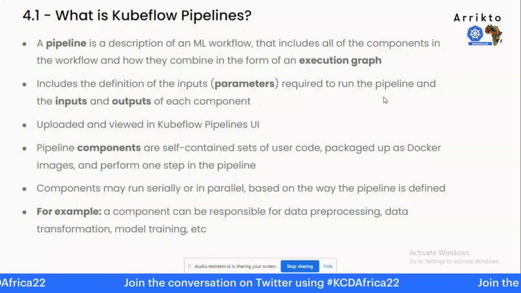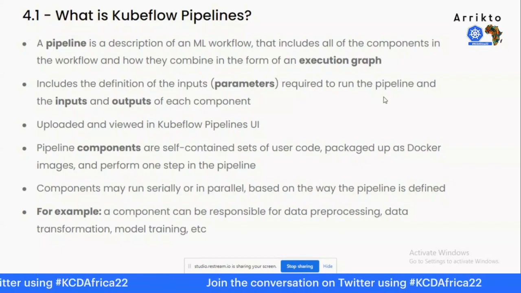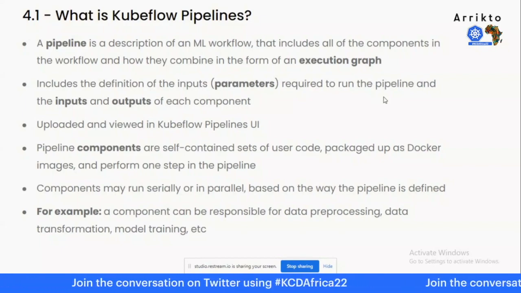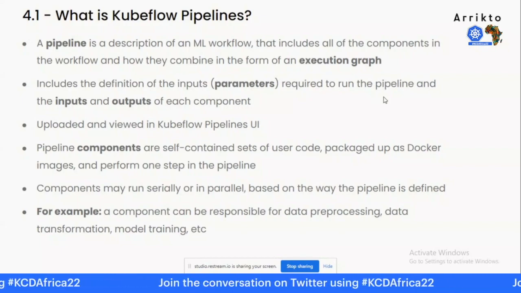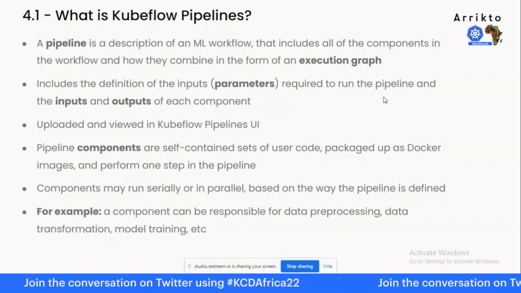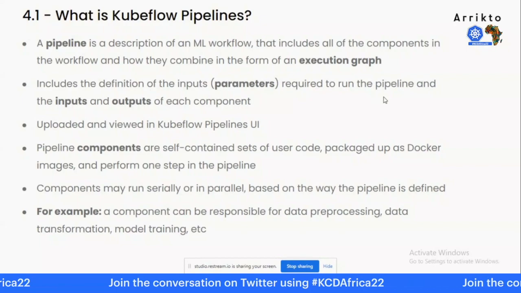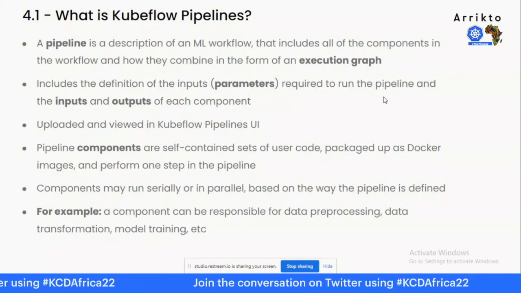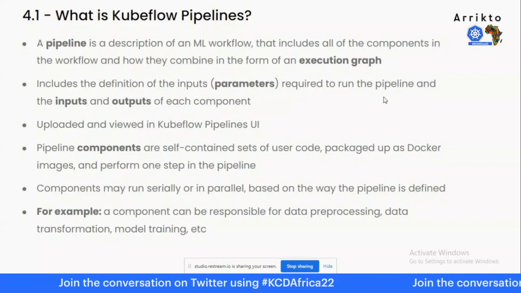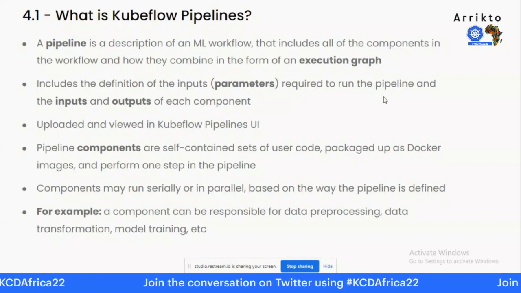In Kubeflow Pipelines, each step is defined as a component, a pipeline component. And what is a pipeline component? Basically, a pipeline component is just a set of code designed to perform a particular task. An example could be a data loading component, which performs data loading operations. Another example is a model training component, which carries out model training, that's all.